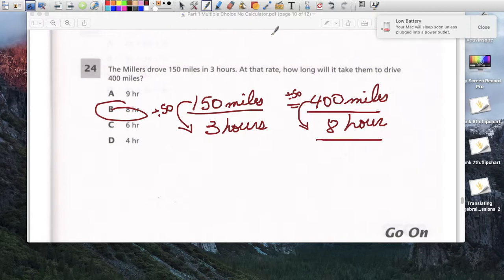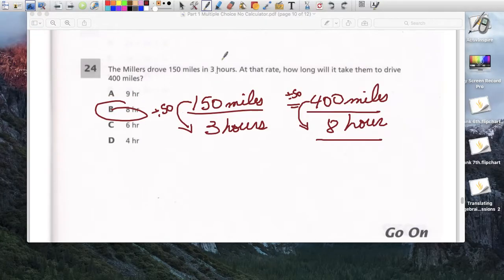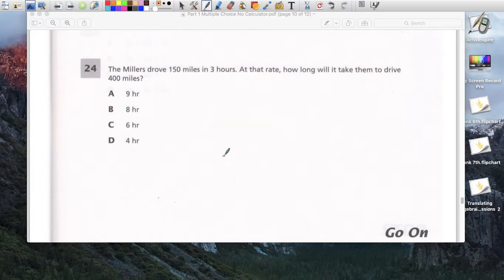I need to pause this because otherwise my battery's going to die, and I'm going to have to do this whole thing again. Continuing. And last question.